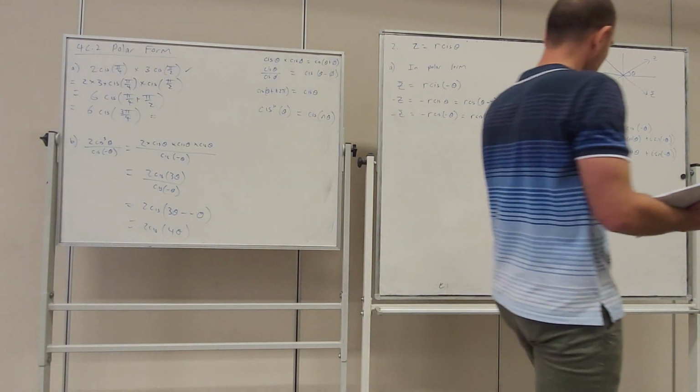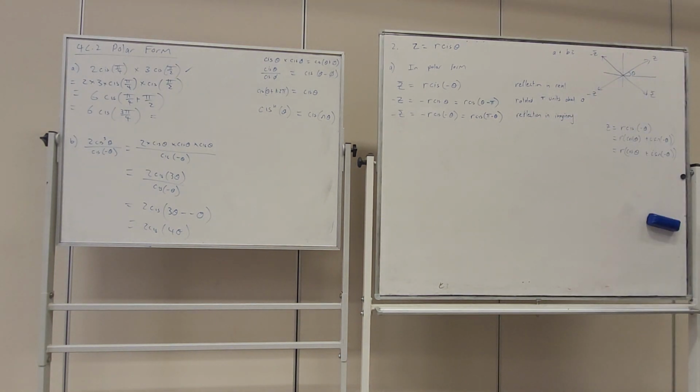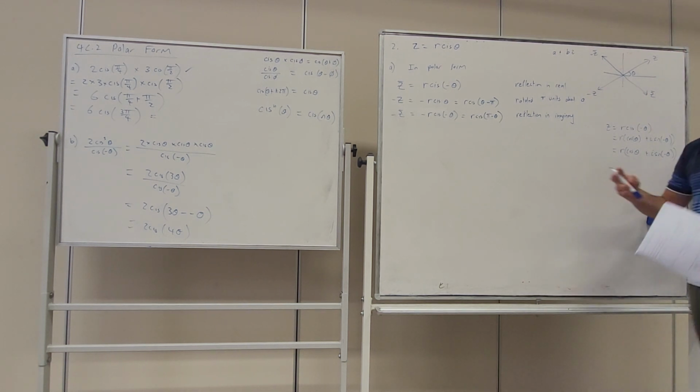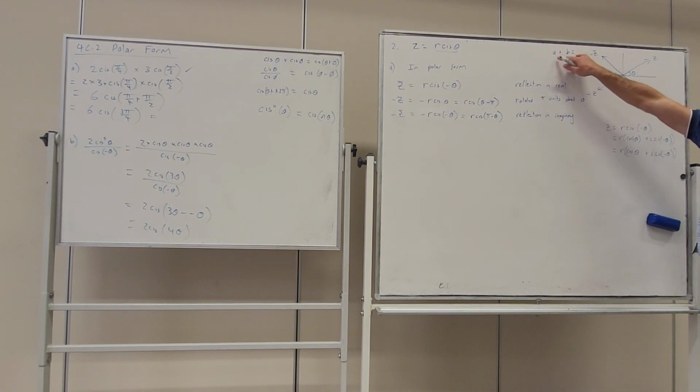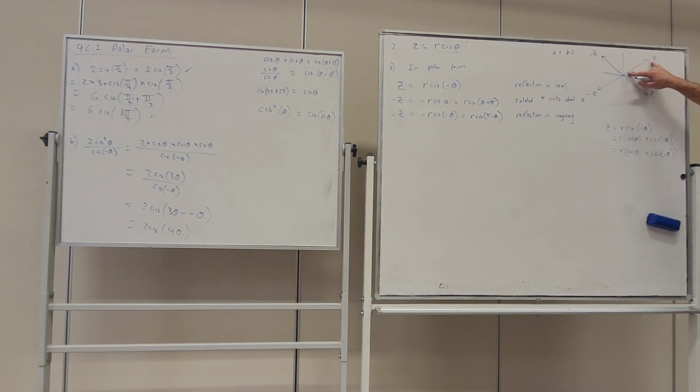Flick over the page. We've got question 2 here. I've written everything up already, so I'll just talk about it and then you guys can copy it down. So we have some complex number, r cis theta. You can think of it as like a plus bi. And here I've sketched it on the Argand plane. It wants us to find z conjugate, minus z, and minus z conjugate in polar form.